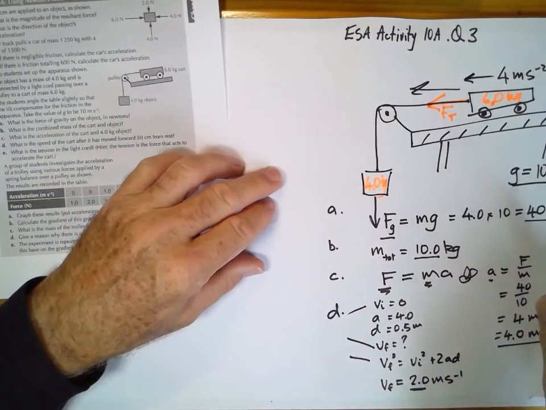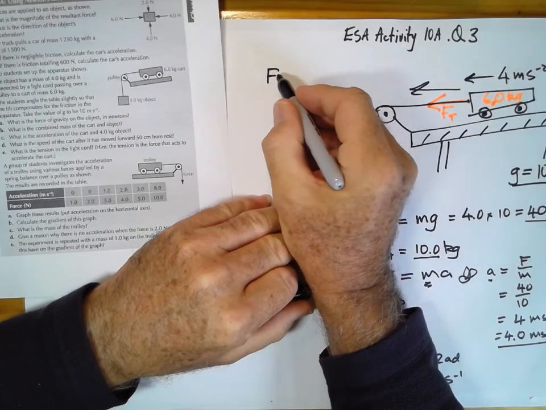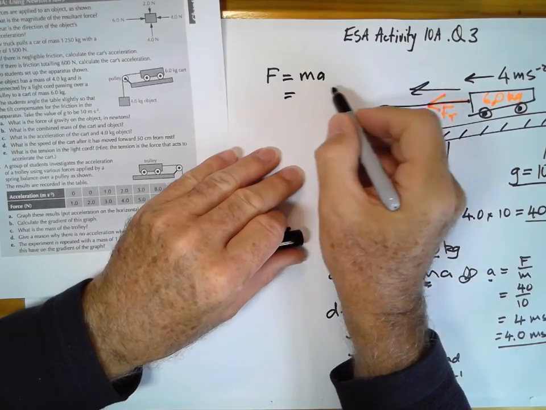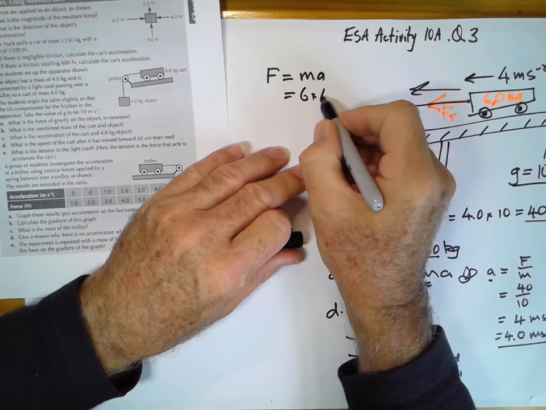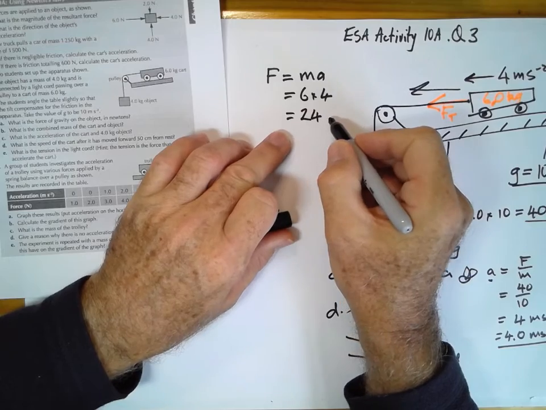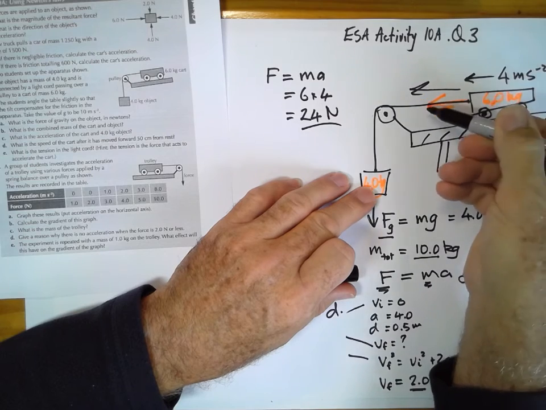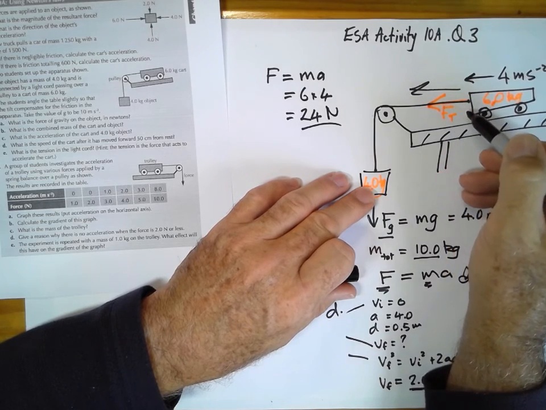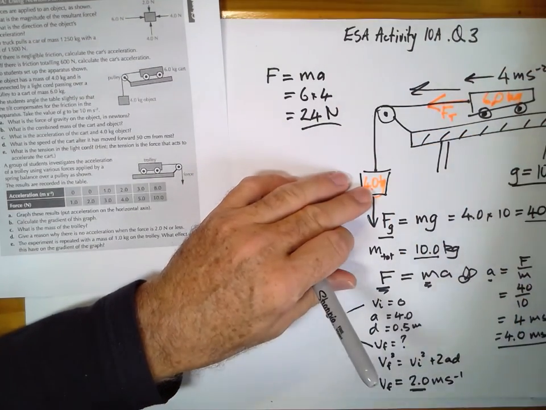What is the force which is accelerating this? Remember our equation here, Newton's second law, F equals ma. The force is equal to the mass, 6, times acceleration, 4. Force is equal to 24, and force is in Newtons. So the force pulling this cart to the left, provided by the string, the tension force in the string, has got to be 24 Newtons. So that's question 3 from our activity 10A.